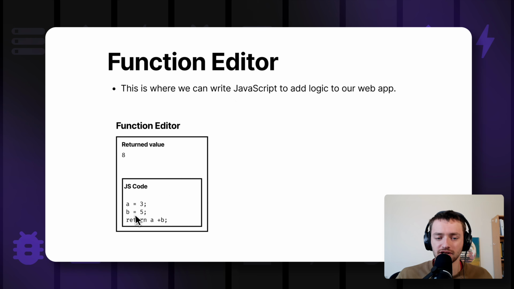So once we write our logic, which is inside here, the JS code, we need to return it. What we have here is a variable called a, which is equal to 3, and then we have b is equal to 5. To get this to return the number 8 so that we can use it in our web application, we have to say return followed by what we want to return. So in this case, it's going to return 8.